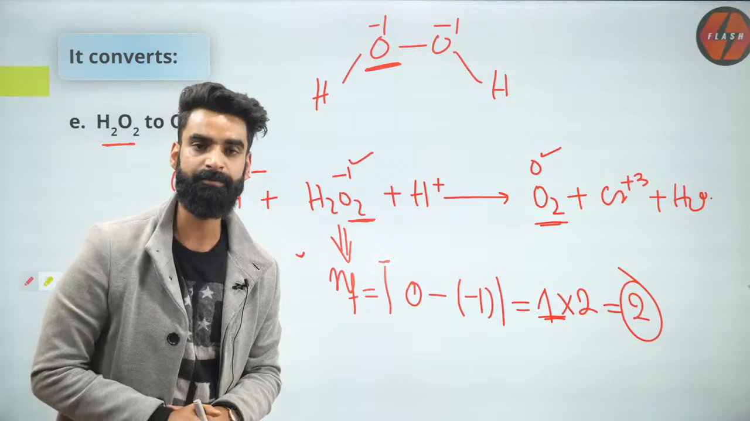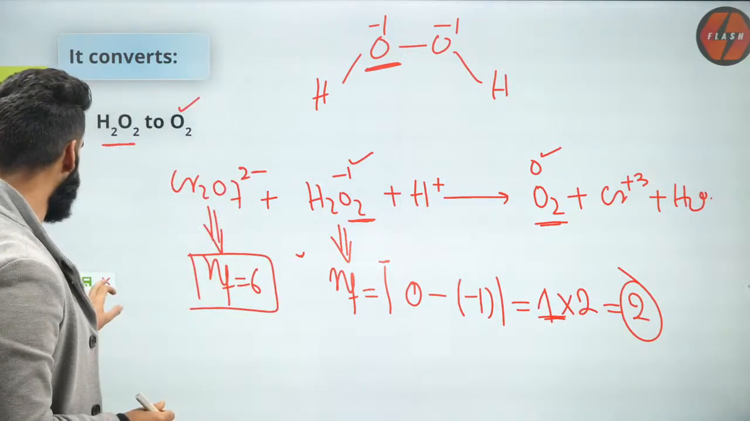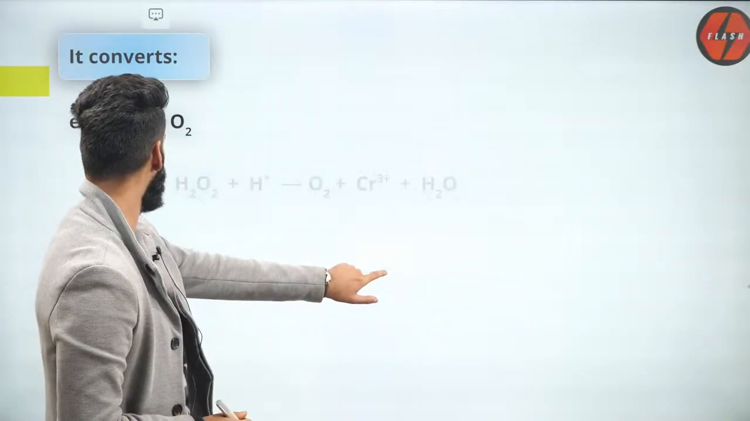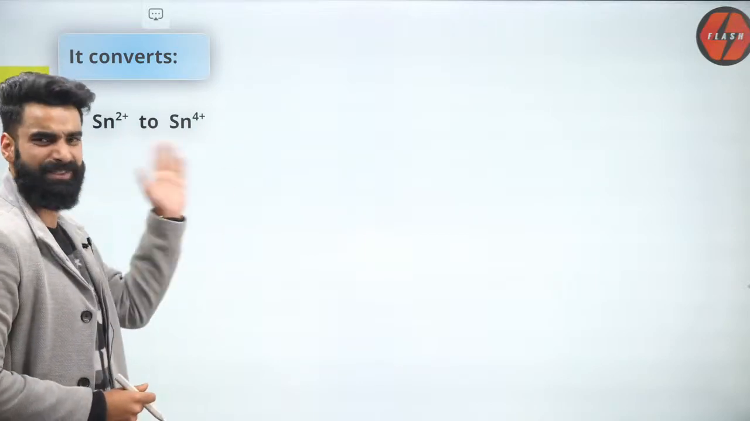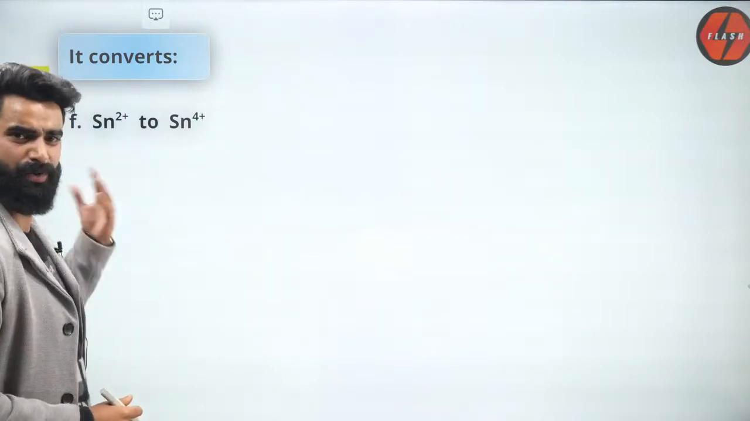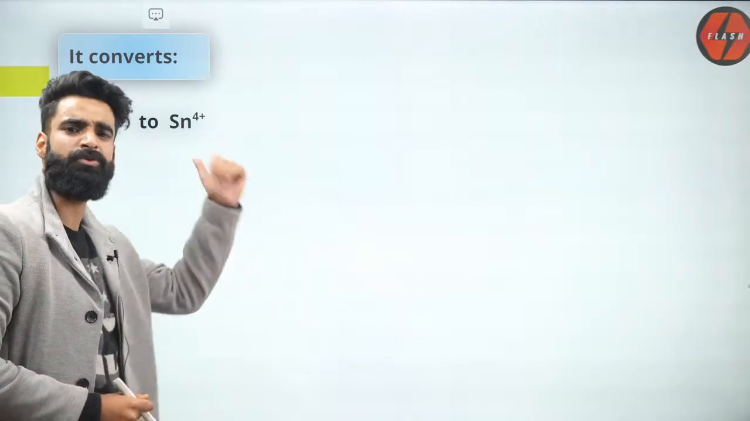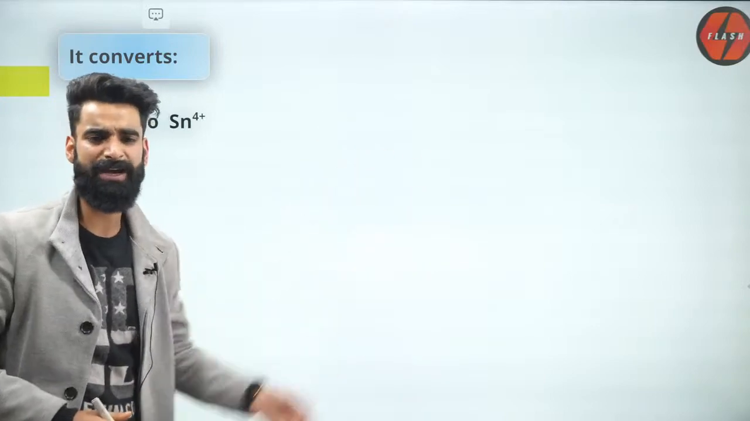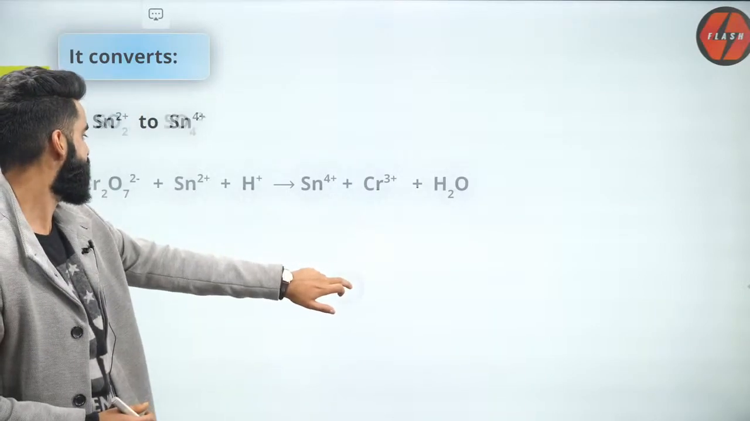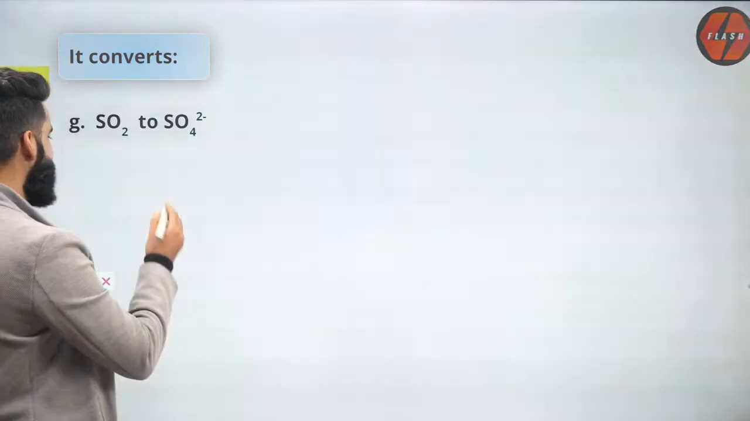Very simple. Correct? One more thing, guys. One more reaction which I'm giving you. This you can do, I'm just keeping it as such. Cr2O7 2- converts Sn2+ in acidic medium to Sn4+, and itself will get converted to Cr3+ with some water. You can do it. Okay, people, just tell me the last one.